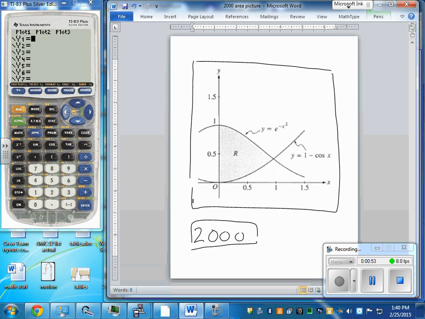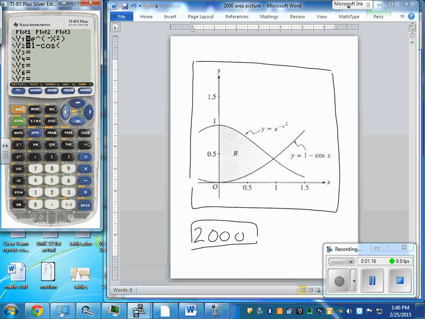So if we look at that top curve, I'm going to call that e to the negative x squared, and notice that that is the exponent of the exponential. And the second curve is 1 minus the cosine of x.